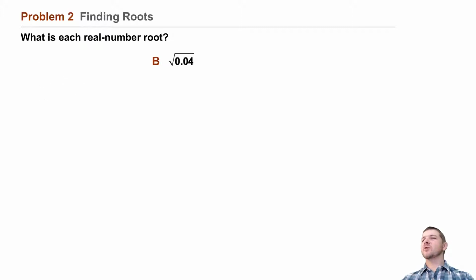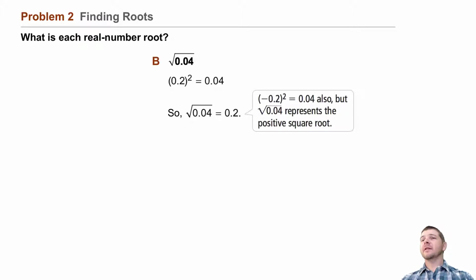B. The square root of 4/100ths, or 0.04. Well, since 0.2, or 2/10ths, squared equals 0.04, or 4/100ths, we can say the square root of 0.04 equals 0.2. It's worth noting, negative 0.2 squared equals 0.04 also, but the square root of 0.04 represents the positive square root, otherwise known as the principal square root.